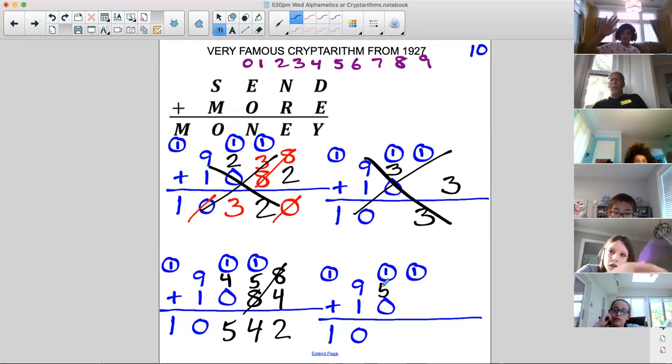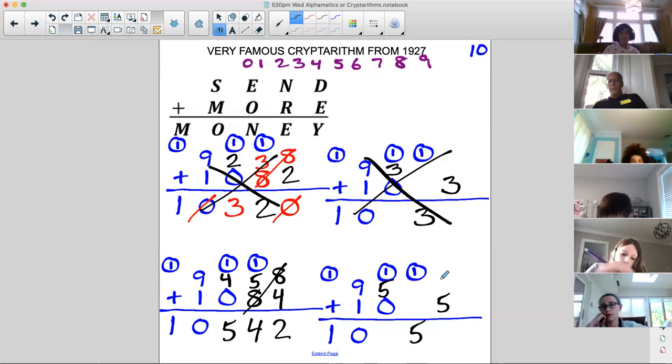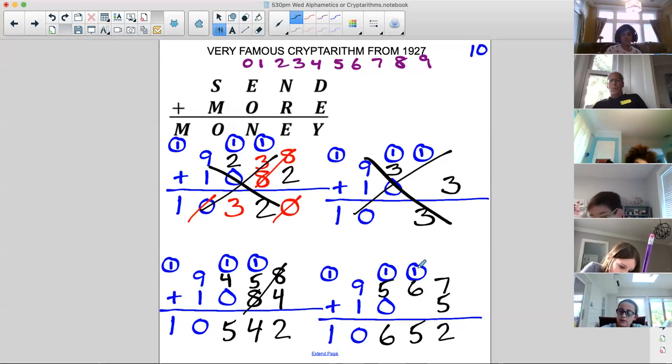Now let's go with the 5 that Adalia wanted to use. And what could D be now, guys? 7. If D is 7, then Y is? 2. N is 6. And therefore?